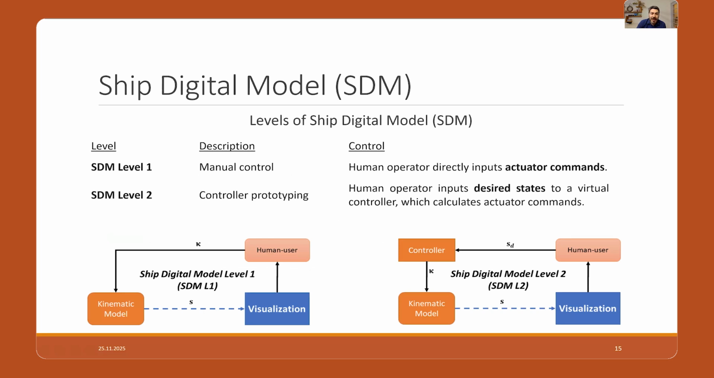So looking at the left-hand side, there's a human user. It gives commands to the mathematical or kinematic model, and the response is visualized in the computer here at the left-hand side. At the right-hand side, which is level 2, the human user gives the desired states. This S_T is the desired states. The controller generates the actuator inputs. It gives those inputs, kappa, to the kinematic model, and the kinematic model gives the response of the ship to visualize on the computer screen. So these are the two different levels of the ship digital model.